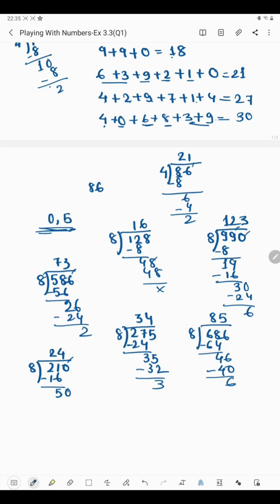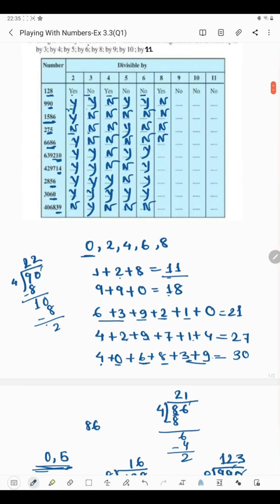Now 8 4s are 48. So we have got 2 as remainder. So that means this is also not divisible by 8.